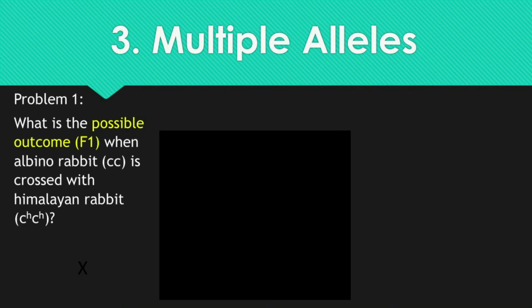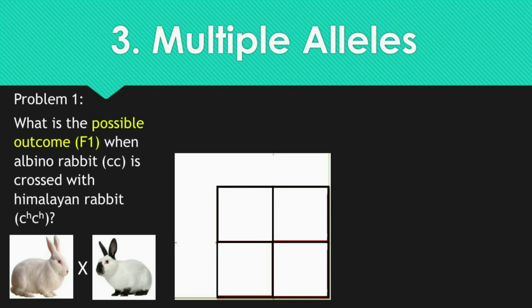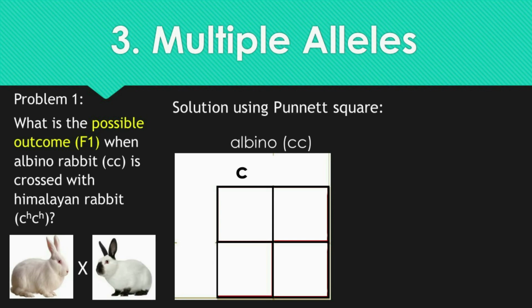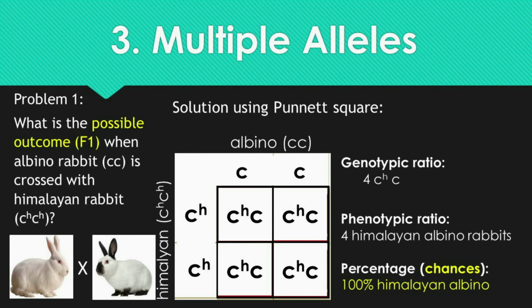Let us solve now some problems on multiple alleles. What is the possible outcome when albino rabbit is crossed with Himalayan rabbit? The parents to be crossed are albino rabbit and Himalayan rabbit. Given the genotype, we can now use the Punnett square to predict the outcome. And the possible outcome is 100% Himalayan albino rabbit.